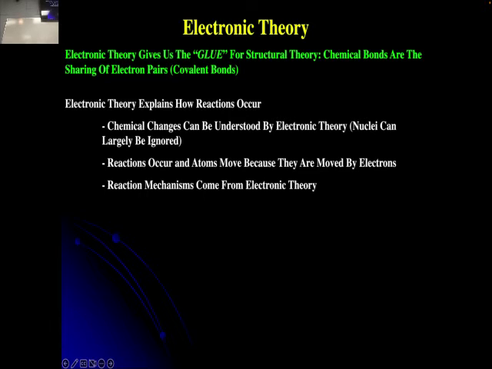Reactions occur and atoms move because they're moved by the electrons. They want to form a bond. They will move because of this. Okay? Reaction mechanisms come from electronic theory. What do I mean by a reaction mechanism? That's an explanation of exactly how A was converted into B.